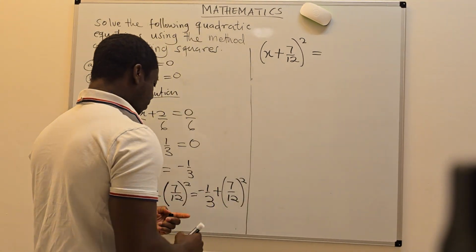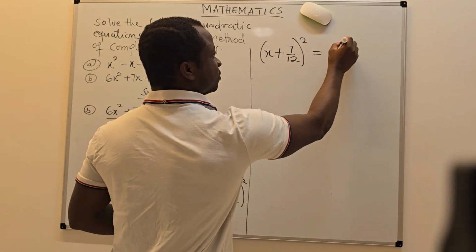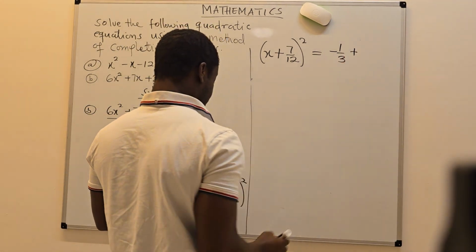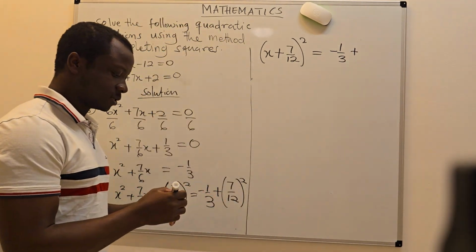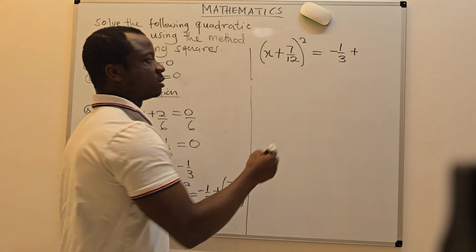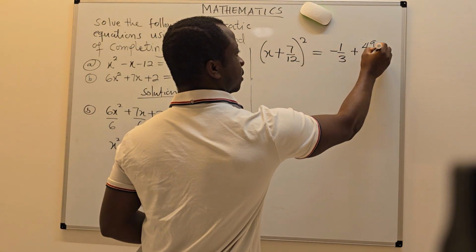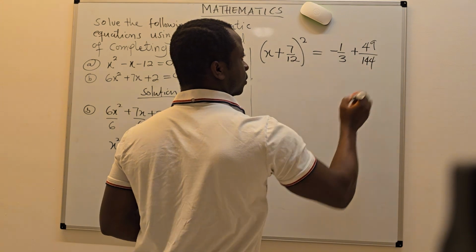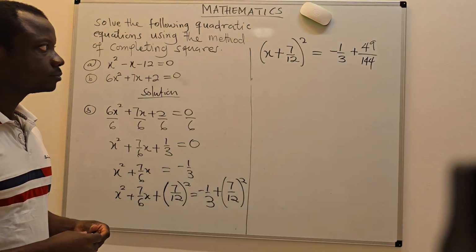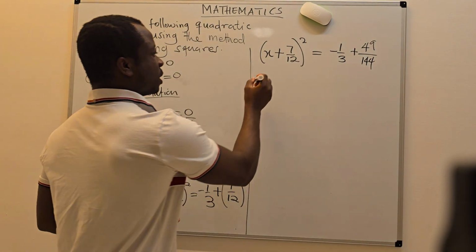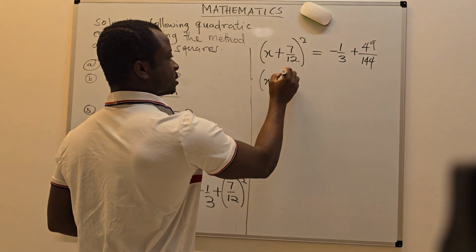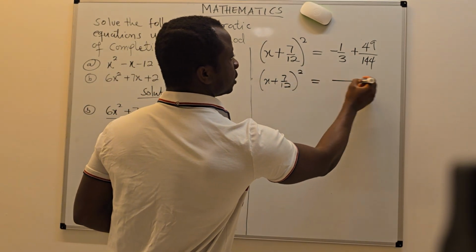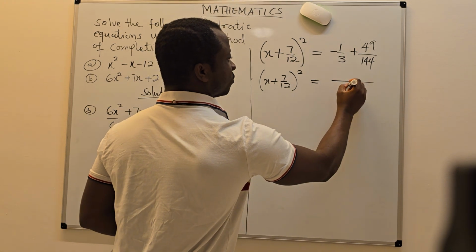So we are going to have negative 1 over 3 plus, then I'm going to simplify this one. So 7 squared is going to give us 49 over 144. That is 12 squared. We are going to have x plus 7 over 12 all squared equal to, let's simplify this one. LCM will be 144.